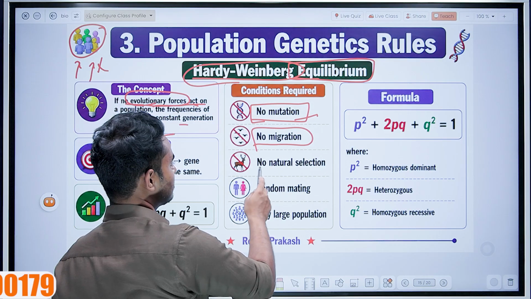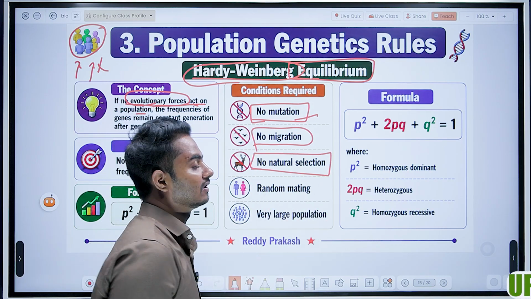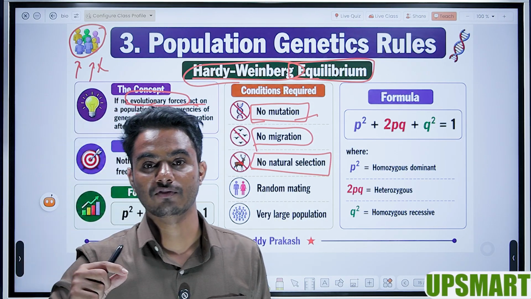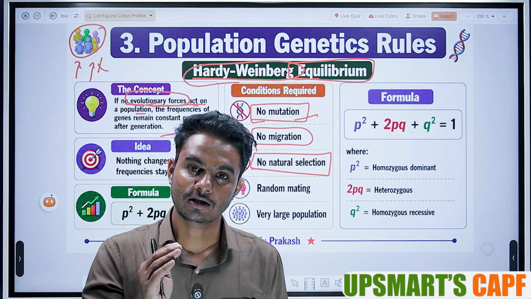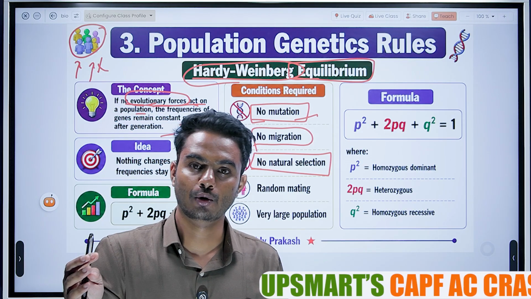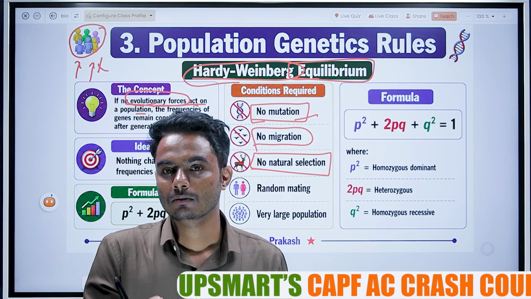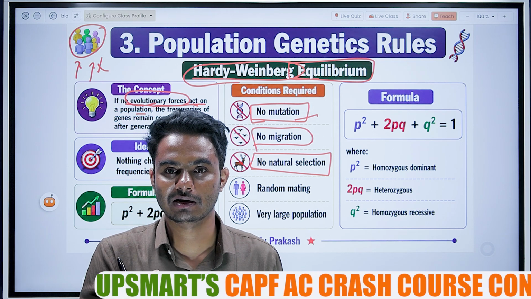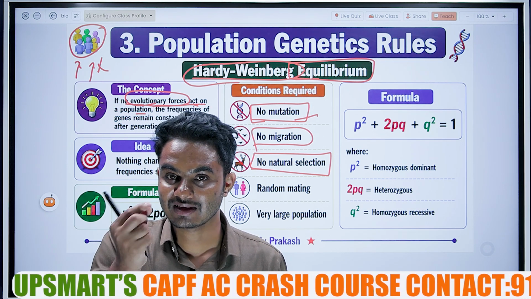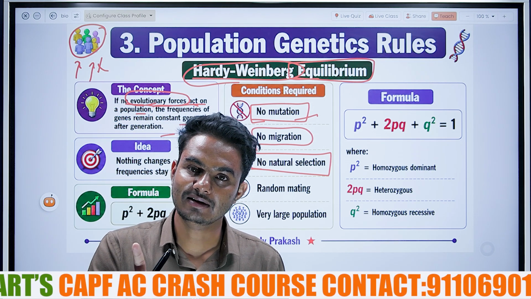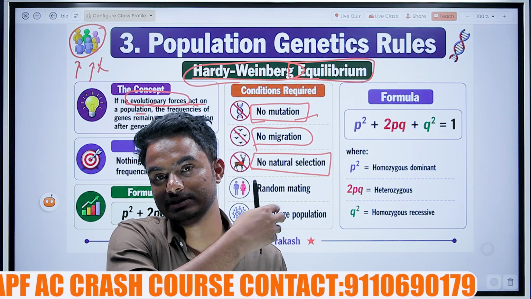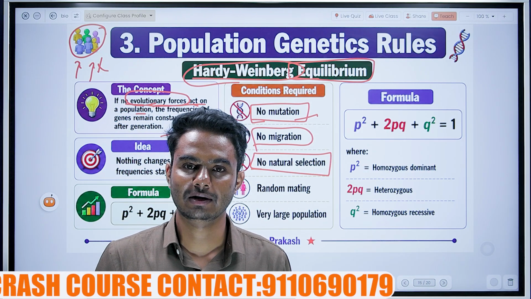Next is no natural selection. As I told you, natural selection. One example is insects on a leaf. Earlier, insects used to be all brown in color. Over the period, new insects become greener in color, and the natural selection selected the green color and it didn't select the brown color, so brown color got extinct. Green color remained as it is.